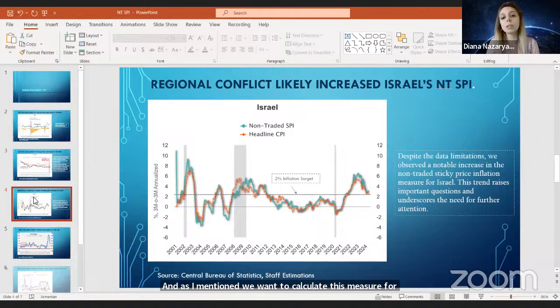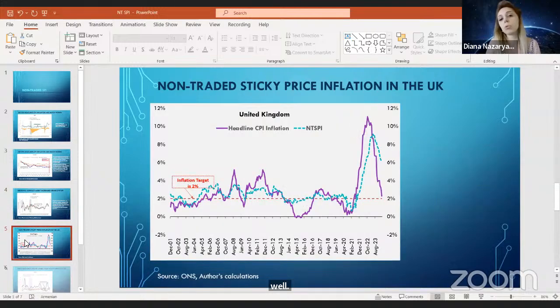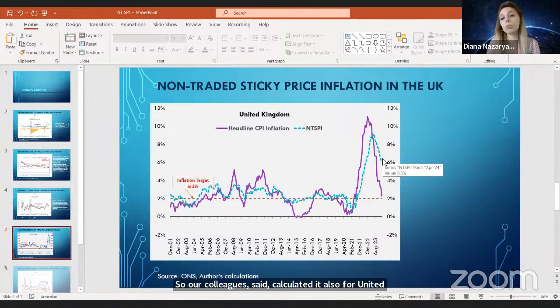So Svetlana calculated it for Israel, and you can see that at the end of the lines, we also have this momentum change for the Israel case as well. Our colleague Sergey also calculated it for the United Kingdom, and you can see here that non-traded sticky price inflation is much higher than their headline CPI, which speaks to the persistency in services prices, which is also highly correlated with excess demand pressures.